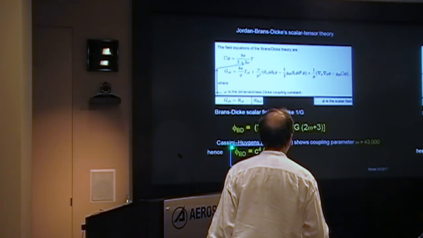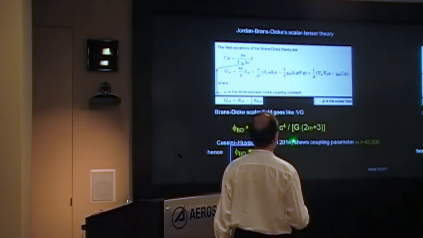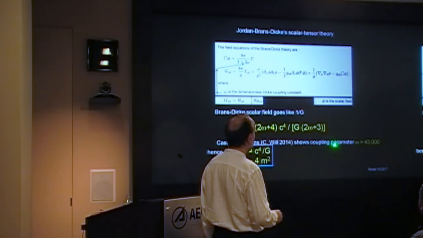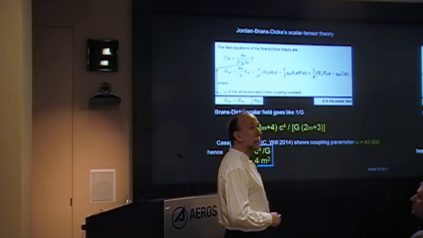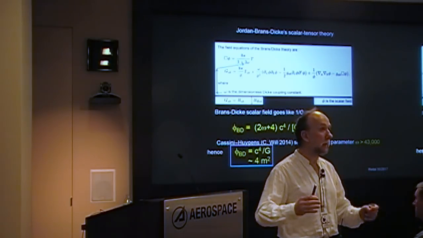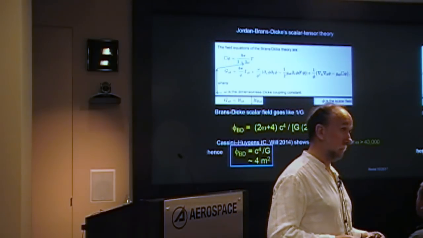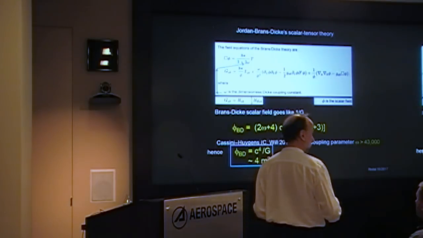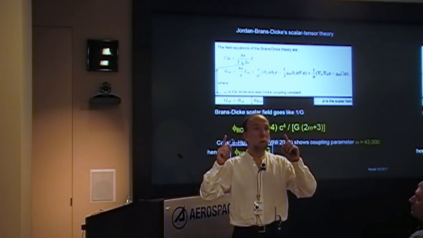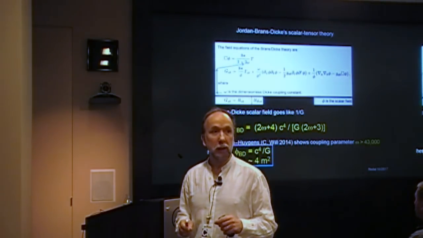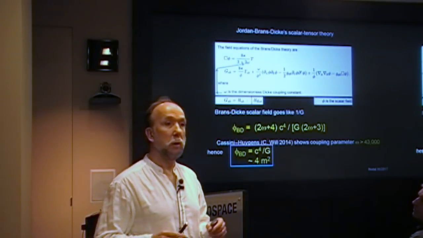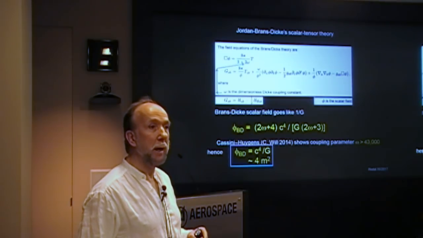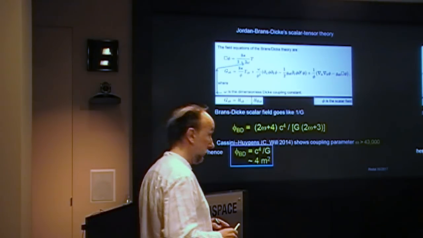And it turns out now the latest experiment is the Cassini-Huygens probe that shows that the coupling parameter omega, remember the larger omega is, the less the coupling of the scalar field, is greater than 43,000. Brans and Dicke hoped that omega was going to be about 1. 43,000 is bad. It means that the effect is very small.